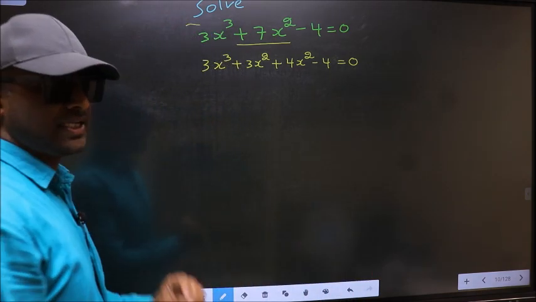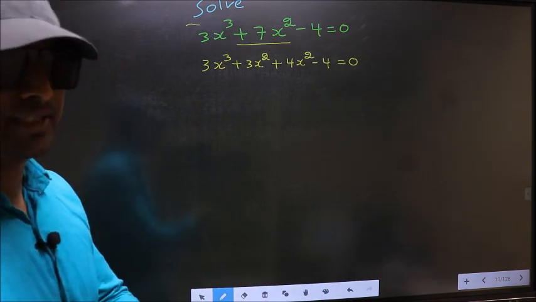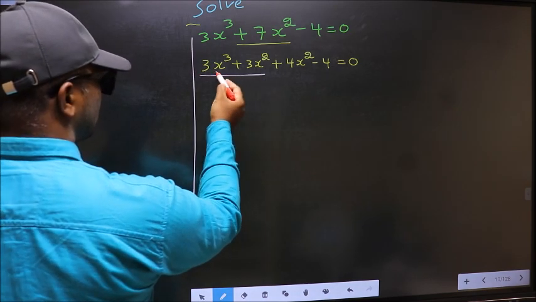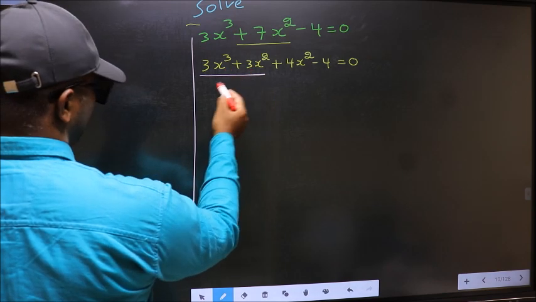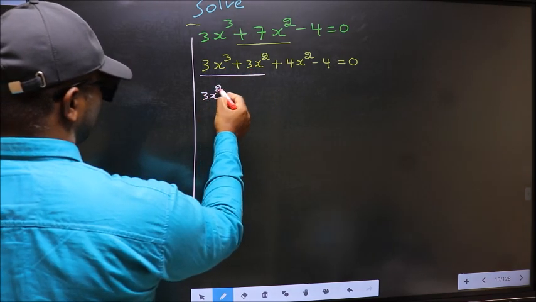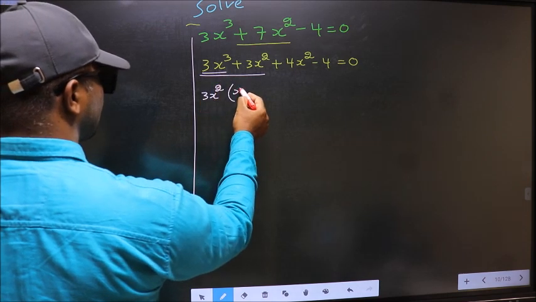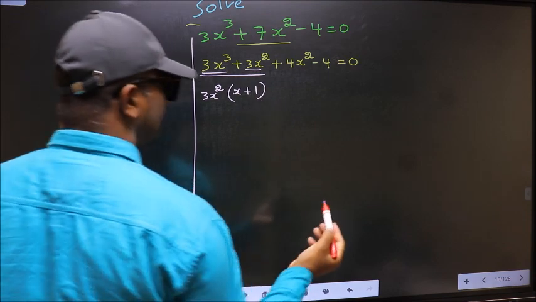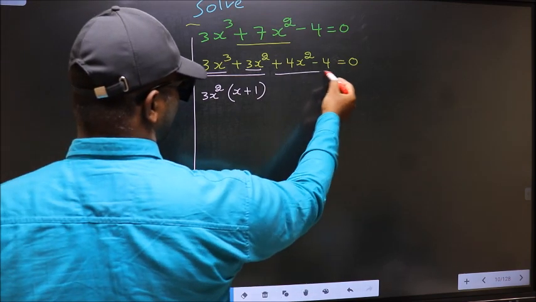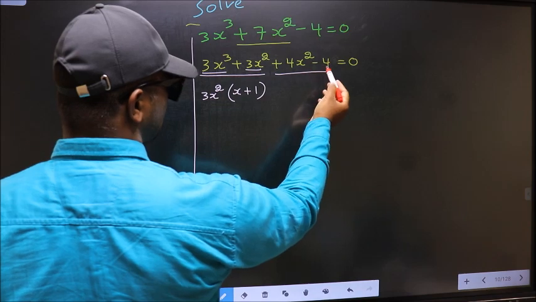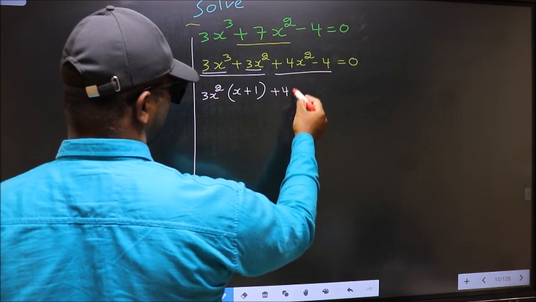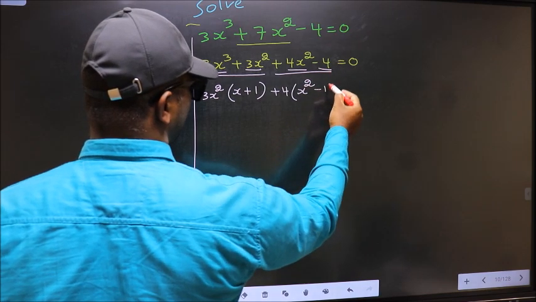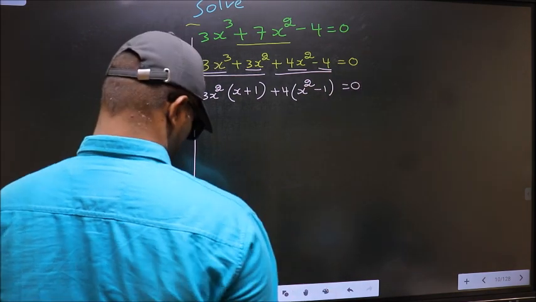This is your step 1. Next. Now, what can be taken out common from these two terms is 3x². Here you get x + 1. In the same way, what can be taken out common from these two terms is +4. Here you get x² − 1 = 0.